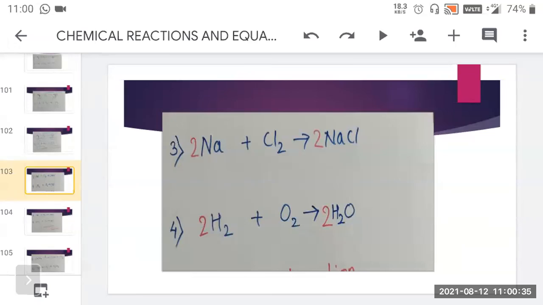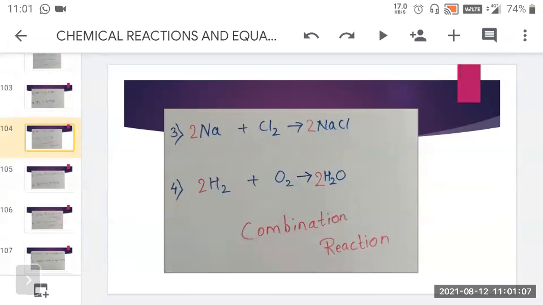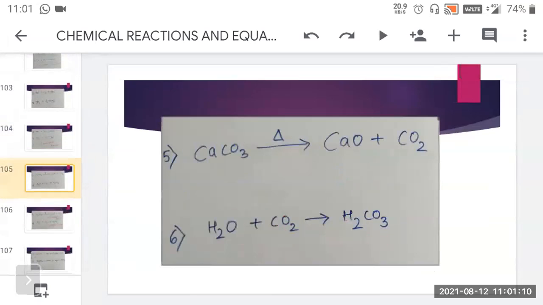So what will we do? We will add a coefficient 2 in front of H2, so that the number of hydrogen will become 4. So here the number of hydrogen and oxygen is the same in the reactant side and the product side. Now again, Na plus Cl2 gives NaCl, and H2 plus O2 gives you 2 H2O. So these are combination reactions.